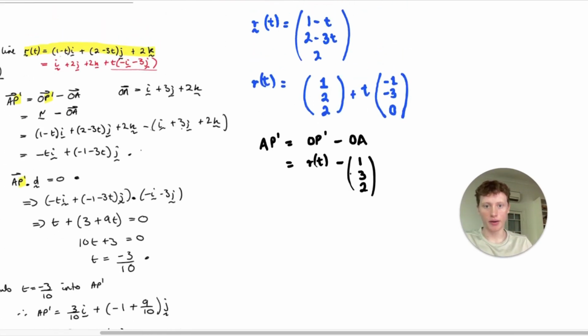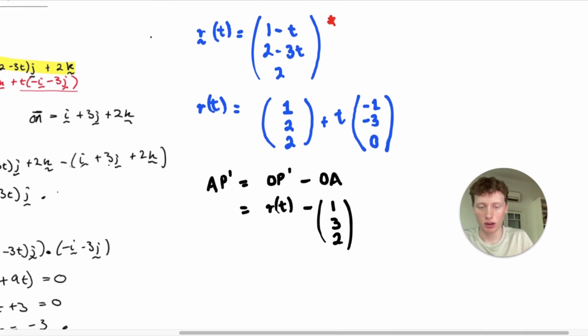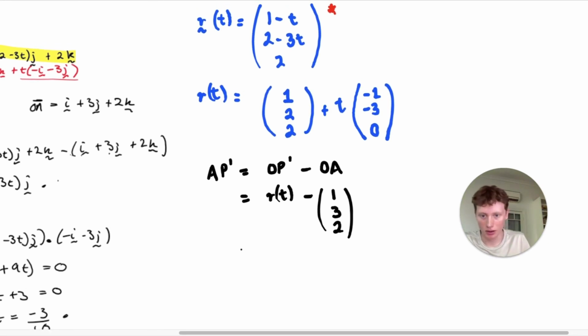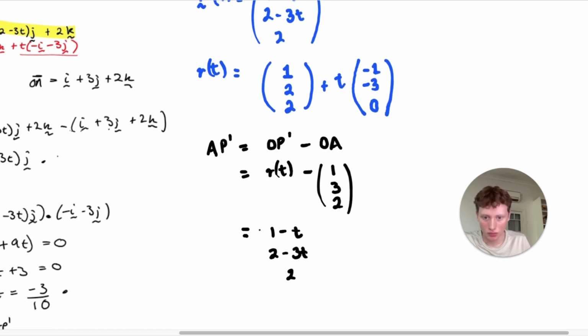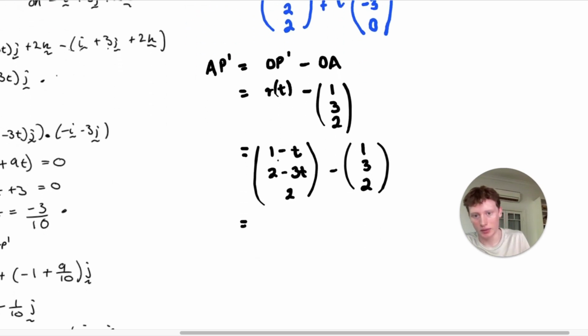We can then substitute in our actual values for R, and it's probably most clean to use this expression of it here. Yeah, because then that includes everything just inside one column. So we can write that instead as 1 minus t, 2 minus 3t, and 2, or minus 1, 3, 2, and we can resolve that. So obviously here we've got 1 minus 1, that's just going to leave us with negative t. 2 minus 3 is going to leave us with negative 1, and then the t part stays. And then 2 minus 2 is 0.